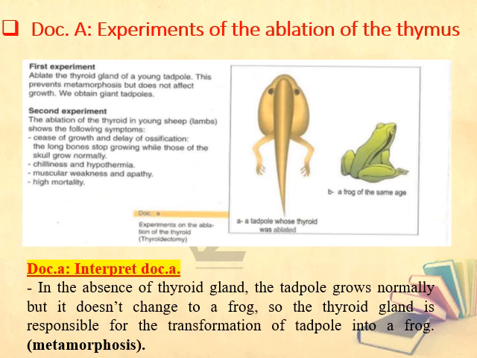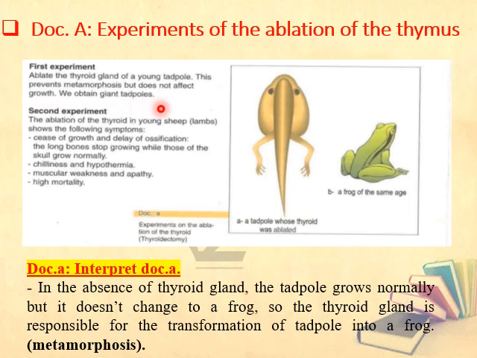Now, document A in your book shows you the importance of the function of the thyroid gland. Let us see the first experiment. What does it involve? In the first experiment, what was done? Ablate the thyroid gland of a young tadpole. What do you mean by ablate? Remove. So they removed the thyroid gland from the young tadpole. This prevents metamorphosis but doesn't affect growth.